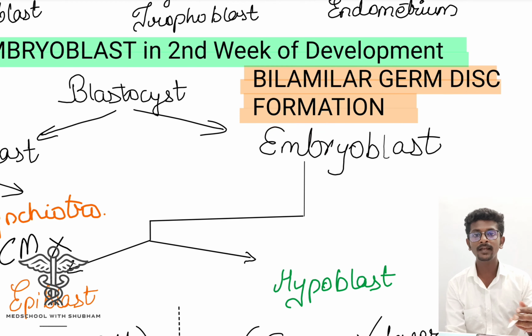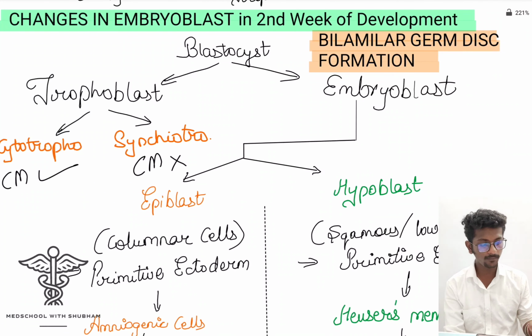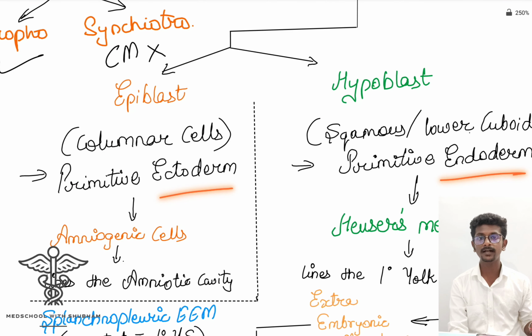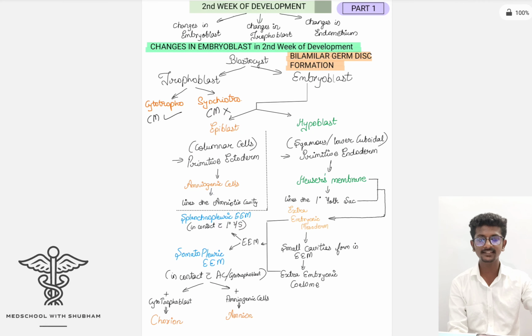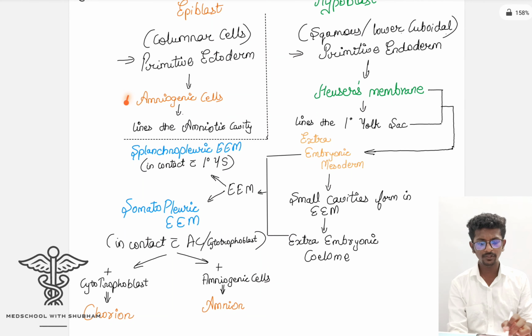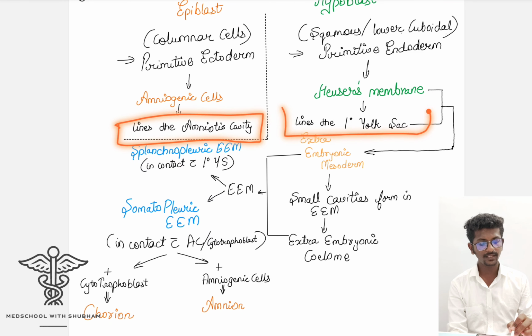Bi means two, laminar means layer, germ disc. This is in the form of a disc, therefore germ disc formation. Germ, why germ? Because ectoderm and endoderm are involved. Both of them are germ layers, therefore bilaminar germ disc formation. Now epiblast will give rise to amniogenic cells, hypoblast will give rise to the Heuser's membrane. Amniogenic cells will line the amniotic cavity, Heuser's membrane will line the primary yolk sac.